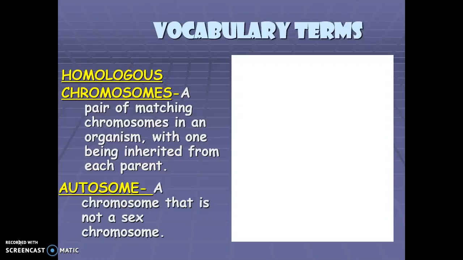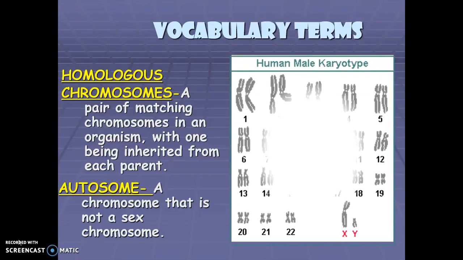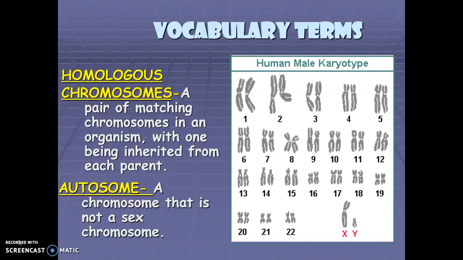So autosomes code for everything about you except for your secondary sex characteristics, and sex chromosomes code for your secondary sex characteristics. So this image is called a karyotype. A karyotype is a picture of someone's chromosomes when they're at their most condensed state. Okay? 1 through 22, these are your autosomes. So they code for hair color and hair type and eye color and being able to produce proteins to digest food, all that good stuff.